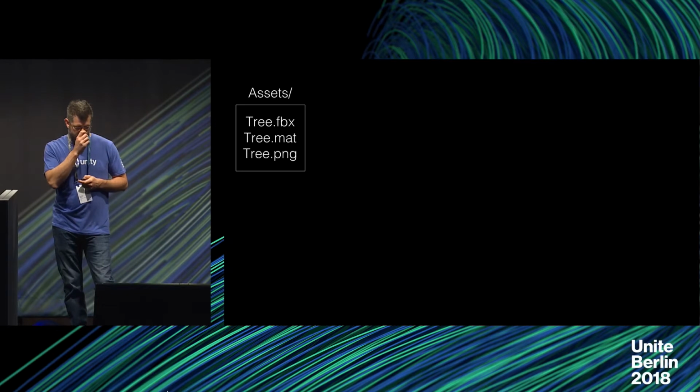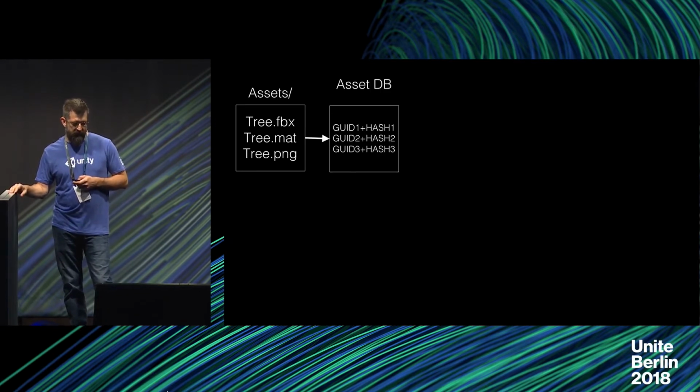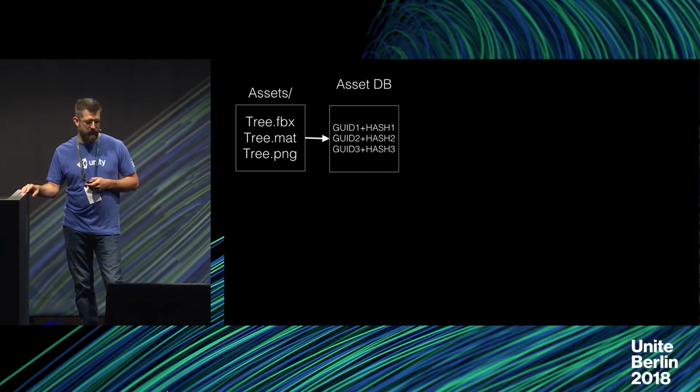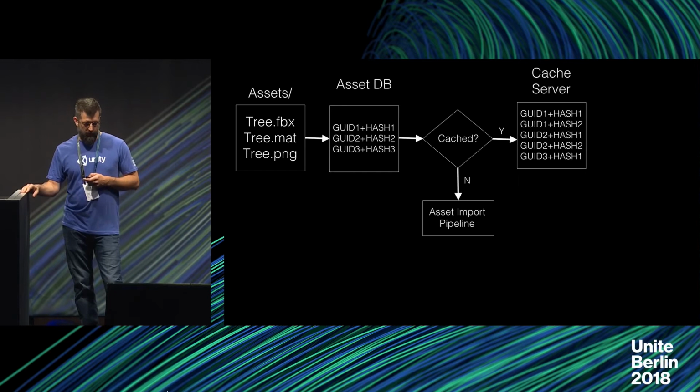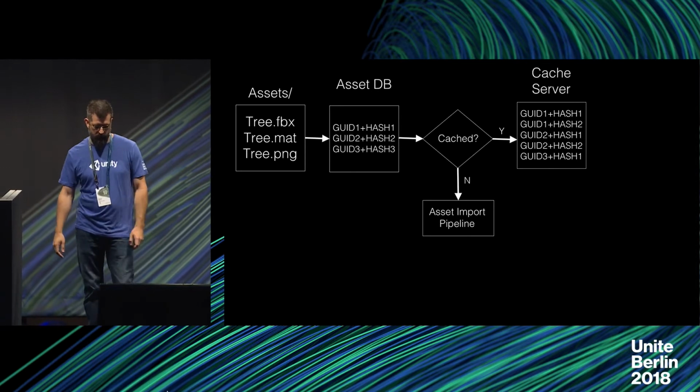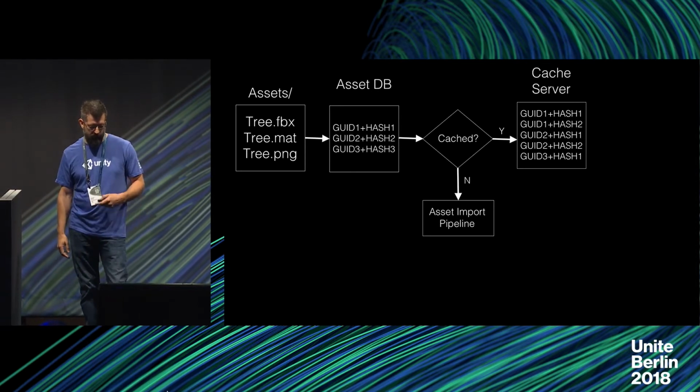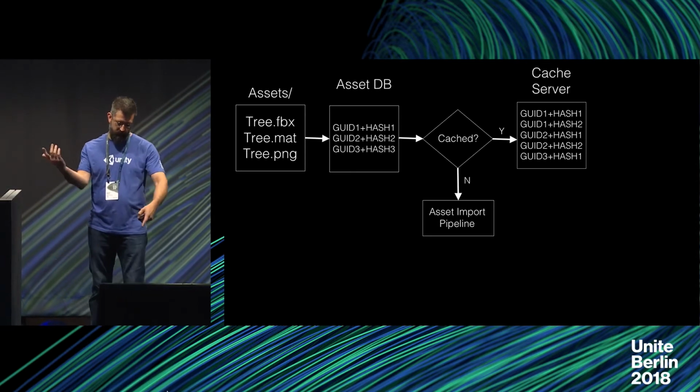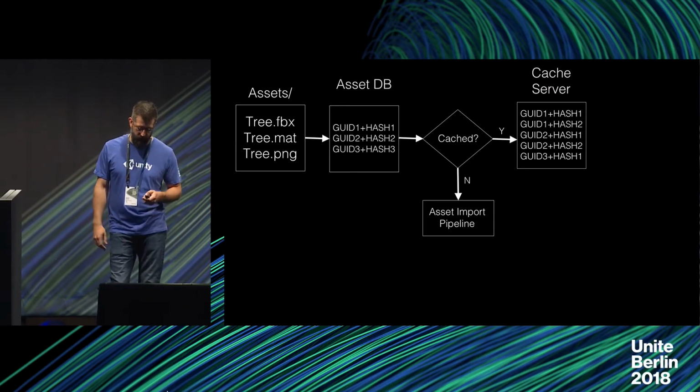So to illustrate a little bit, you have assets in your project. The asset database assigns a GUID for each of the assets, calculates a hash. It then asks the cache server, is there a cache version of this? If so, for instance, the first one, GUID1 plus hash1, exists on the cache server, so that's going to be downloaded. If not, like GUID3 plus hash3, that version is not on the cache server, it's going to go through the asset import pipeline.